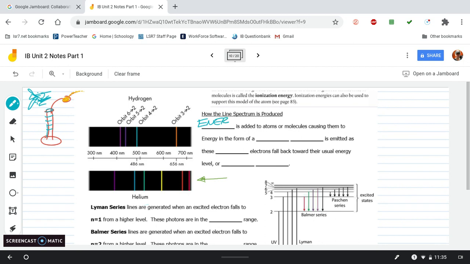So energy is added to atoms or molecules, causing them to, and the spacing is kind of tight here. I didn't realize that. I changed the notes a little bit this year, so this is where we're going to have to write that in, in this space. That's a little bit tight, so I might zoom this in a little bit.